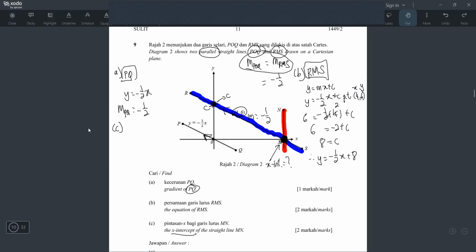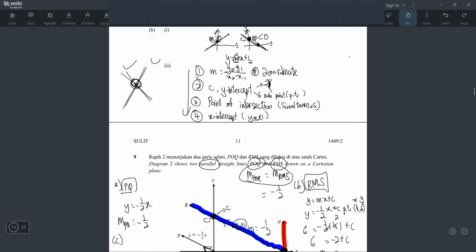I don't have, right? Oh, by the way, when you use this nota yang saya bagi, saya tulis x-intercept ganti y equals 0, right? Tapi you ganti y equals 0 dalam mana? Dalam equation. Okay, tapi dalam which equation? For example, saya nak cari x-intercept of PQ. Then you ganti y equals 0 dalam equation PQ lah. Sebab you nak x-intercept untuk PQ. So let's say I want to find x-intercept of RS, of the line RS. So what you do? You take the RS equation, baru ganti y equals 0. It means you will ganti y equals 0 dalam equation yang you nak cari x-intercept dia.